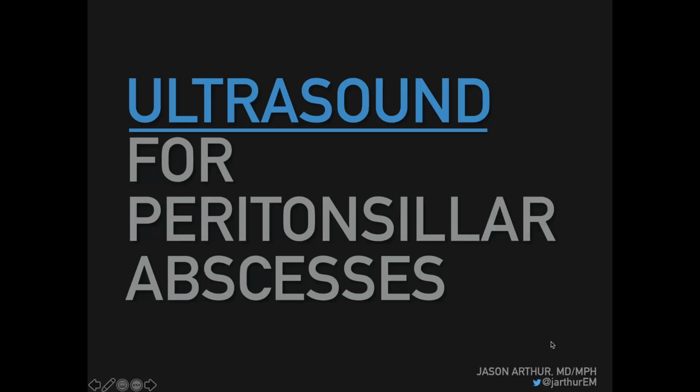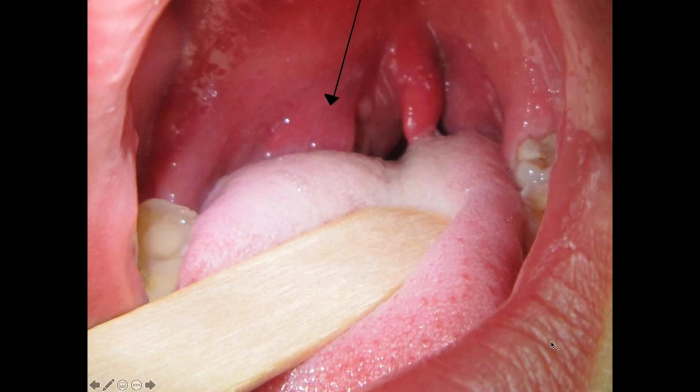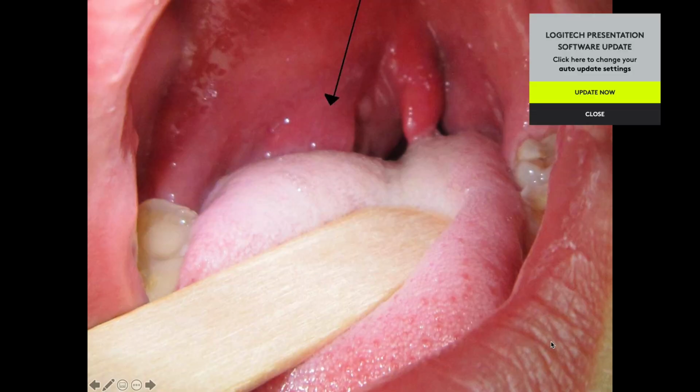Let's get started. We're going to talk a little bit about ultrasound for peritonsillar abscesses. Okay? So peritonsillar abscesses are classically taught as being an anatomic diagnosis. You look in the throat, you see this large swelling on a tonsil, uvular deviation to the other side. You've got a classic history.